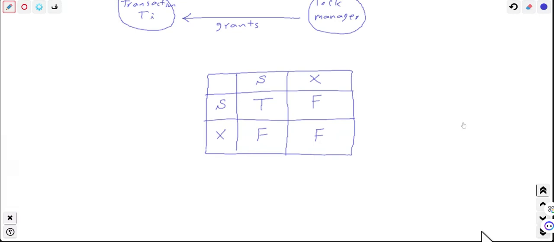Exclusive mode locks means that only one transaction can have a lock, and if a transaction has an exclusive lock on a data item, then no other transaction can have a lock on that data item. So only two shared mode locks are consistent, and other lock modes are not consistent. This table is called lock compatibility matrix.